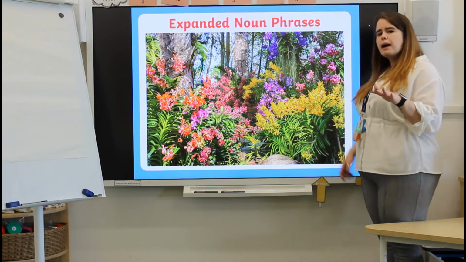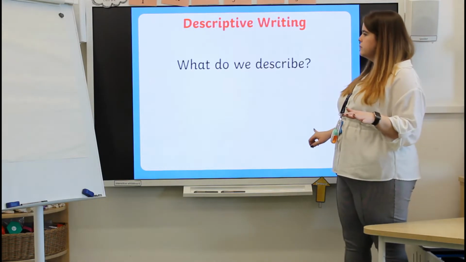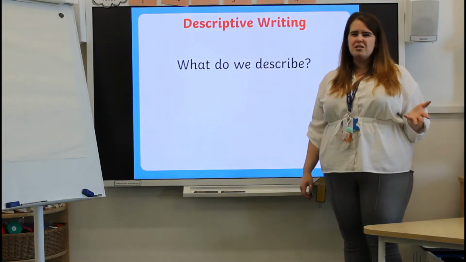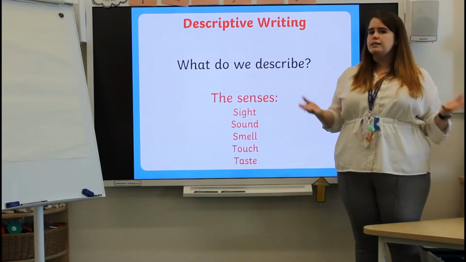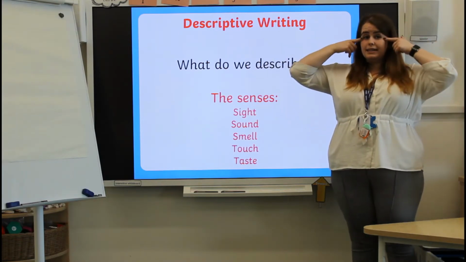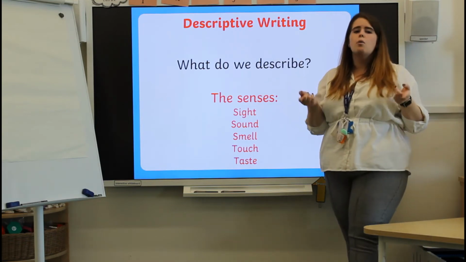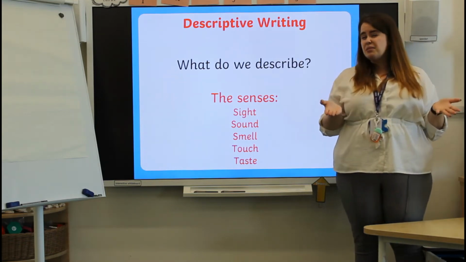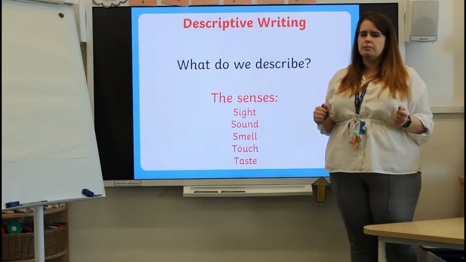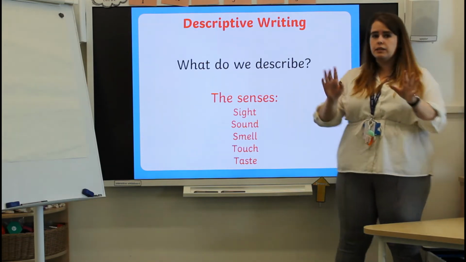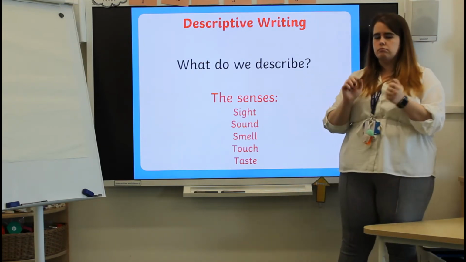Okay, let's have a look now. So I know expanded noun phrases. I know how to include them, that's perfect. But what do we use to describe using the expanded noun phrases? Well, we use our senses. We use what we can see, what we can hear, what we can smell, what we can touch, and sometimes what we can taste. It's not always, but sometimes we can. Okay, so today, expanded noun phrases, describing our senses. Good.